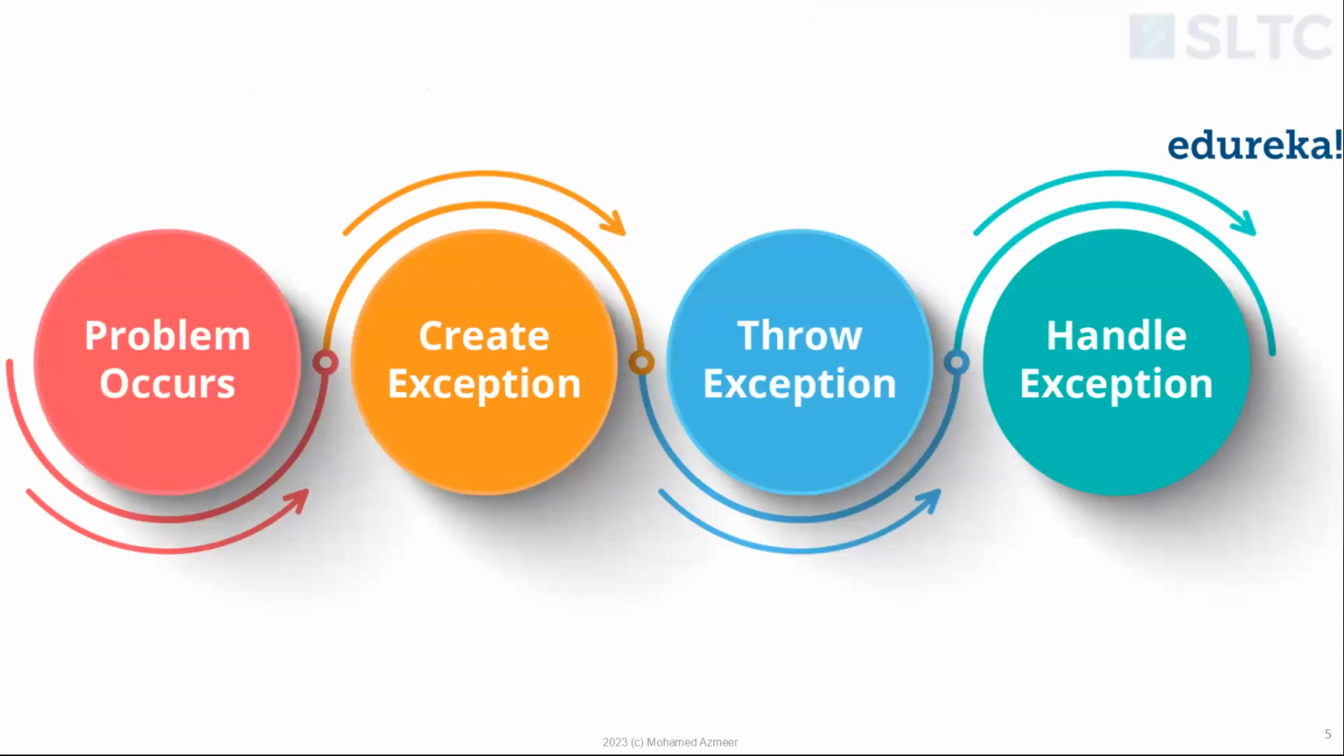So if you look at the mechanism, this is how it goes. Problem occurs, create exception, throw exception, and then handle exception. So we decide what to do when it comes to handling the exception.